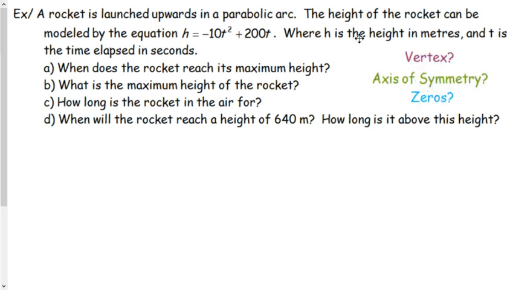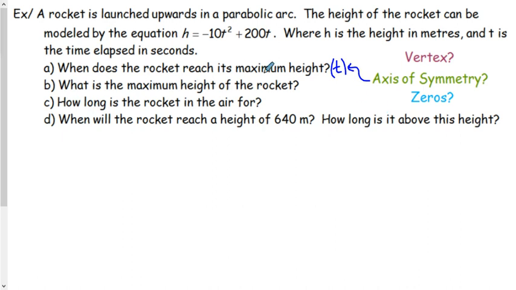What are we looking for? Vertex, axis of symmetry, the zeros. What are we actually looking for here? Let's try and match a couple of things up. So first one, when does the rocket reach its maximum height? That's our t value for time, because it's saying when. We want to know the time. Time is our x coordinate in this thing. h is our y, time t is our x. So the axis of symmetry is what's going to give us that answer, when.